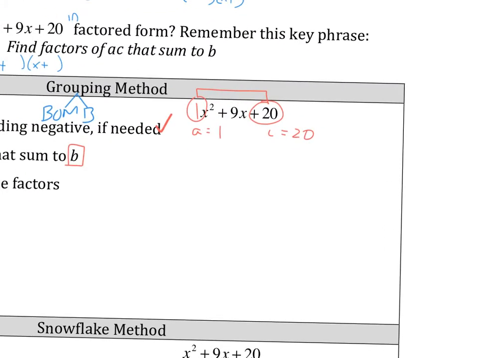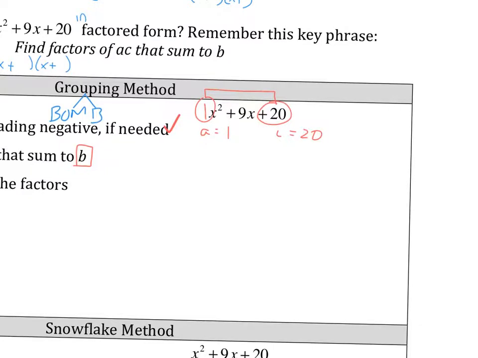And what's the key on this? So I just take my 20, and I'm going to find all the factors of it. And one of the factor pairs is going to add up to the B. I want it to add to this 9. Okay, so let's just run through and see what these factors are.